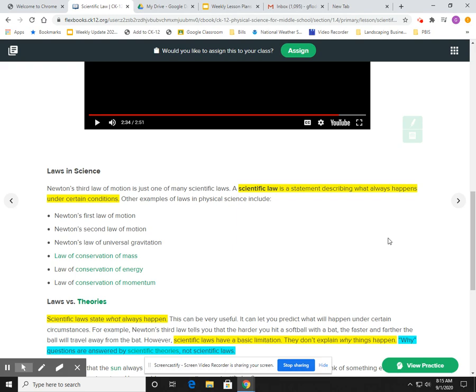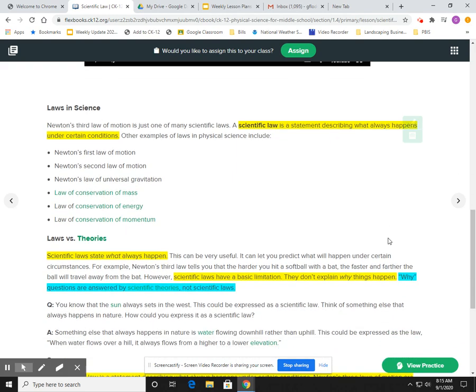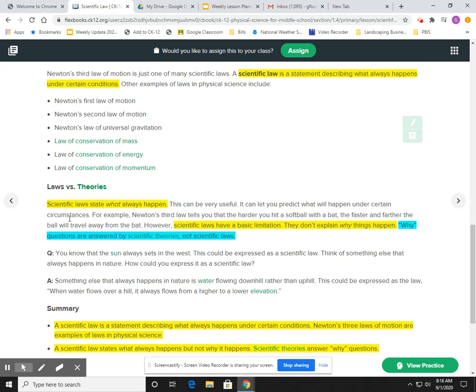Here's something that's really key. I would highlight what I've highlighted. Scientific laws state what always happens. It's always going to happen under those certain conditions. They do have limitations, because it always will happen, but it doesn't explain why it happened. The why questions are answered by theories, not by laws. See if that makes sense to you. So there's the key difference.